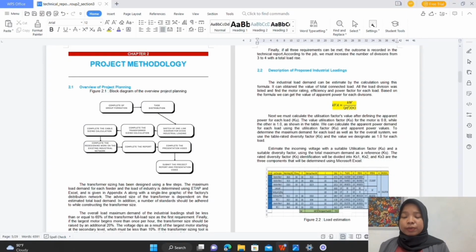Next, the project methodology. This is figure 2.1, which is the plot diagram of the overview. For the project planning: first, we complete the group formation, and then we distribute the tasks, and then we start to sketch a one-line diagram for the given industrial load. Next, complete the transformer sizing calculation, complete the cable sizing calculation, and also complete the redesign work of the existing industrial network and complete the report.